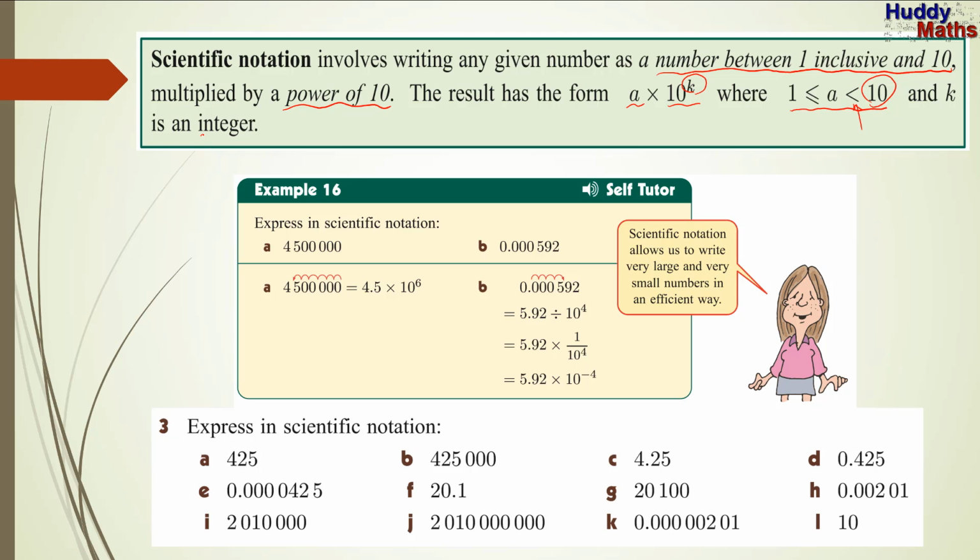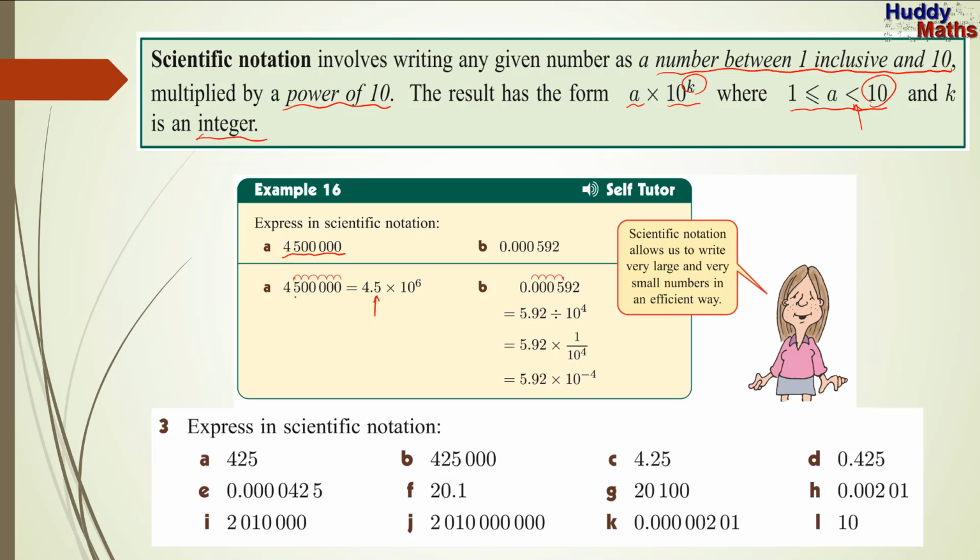And we always use k as an integer. It's a whole number as the power of 10. Let's have a look. So here's one like before, and this is 4,500,000. So what are we going to do? We're going to start off with 4.5.